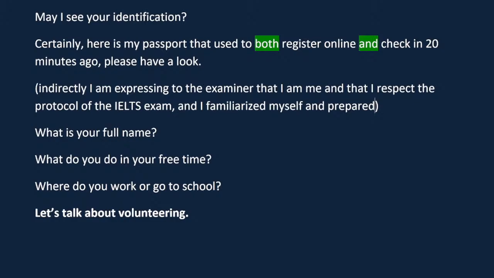And I know that for IELTS, it's really important that we register with the same identification online that we use to check in, that we show the examiner during the speaking interview. And by using both and, I make this very clear to the examiner. So right away, I'm starting with very professional communication. Okay, does that make sense to everybody? So does it make sense why you'd want to use this kind of correlative conjunction right at the beginning? Potentially. Okay.